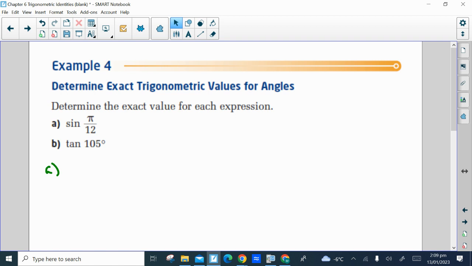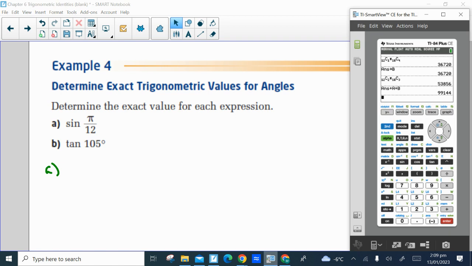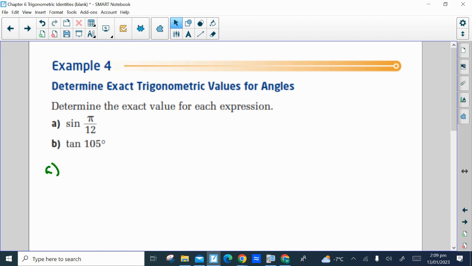But we want the exact value, which means we want the answer expressed as an exact value. It can't be a decimal. We can certainly use our calculator to find out what it is as a decimal. We just have to make sure we're in the right mode. In this case, we'd have to be in radians because pi on 12 is an angle in radians. So the sine of pi on 12 is that. But that's not an exact value. That's an irrational number. It has to be rounded at some point. But as I said, we can use our sum and difference identities in order to answer these questions.